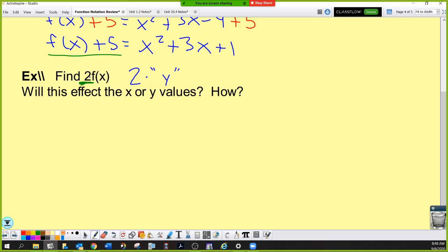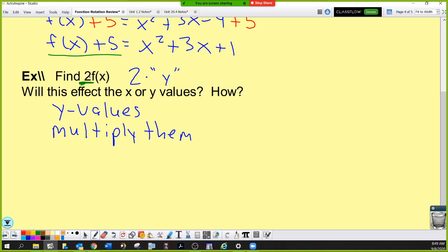So we say, will this affect the x values or the y values? This is going to affect the y values. And how will it affect it? It will double them, or it will multiply them by 2. All of them. Sneak peek. That would make this graph taller. If you think of your y value as your height, and then I doubled it, you'd be a lot taller, wouldn't you? Double tall.